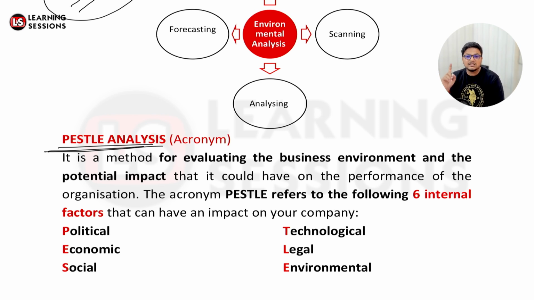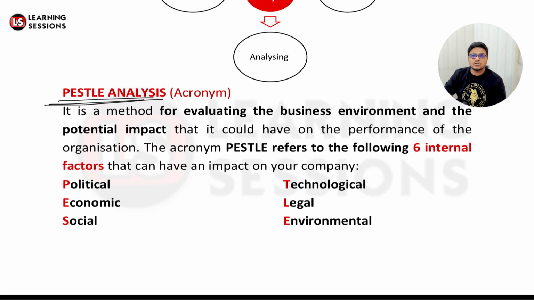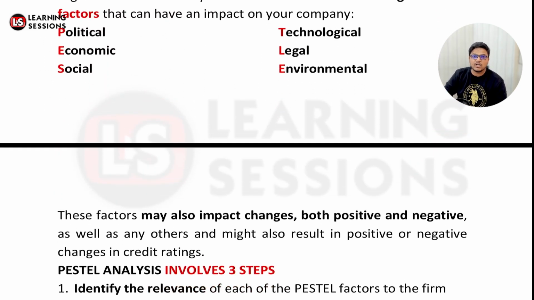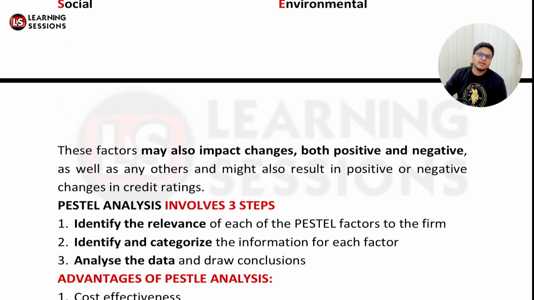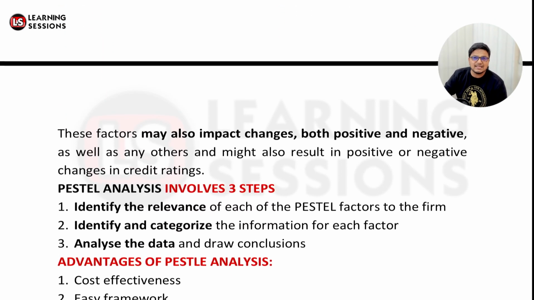These are 6 factors that can have an impact on your company. So what are these? These are political, economic, social, technological, legal, and environmental. First of all, PESTLE analysis basically involves 3 steps.